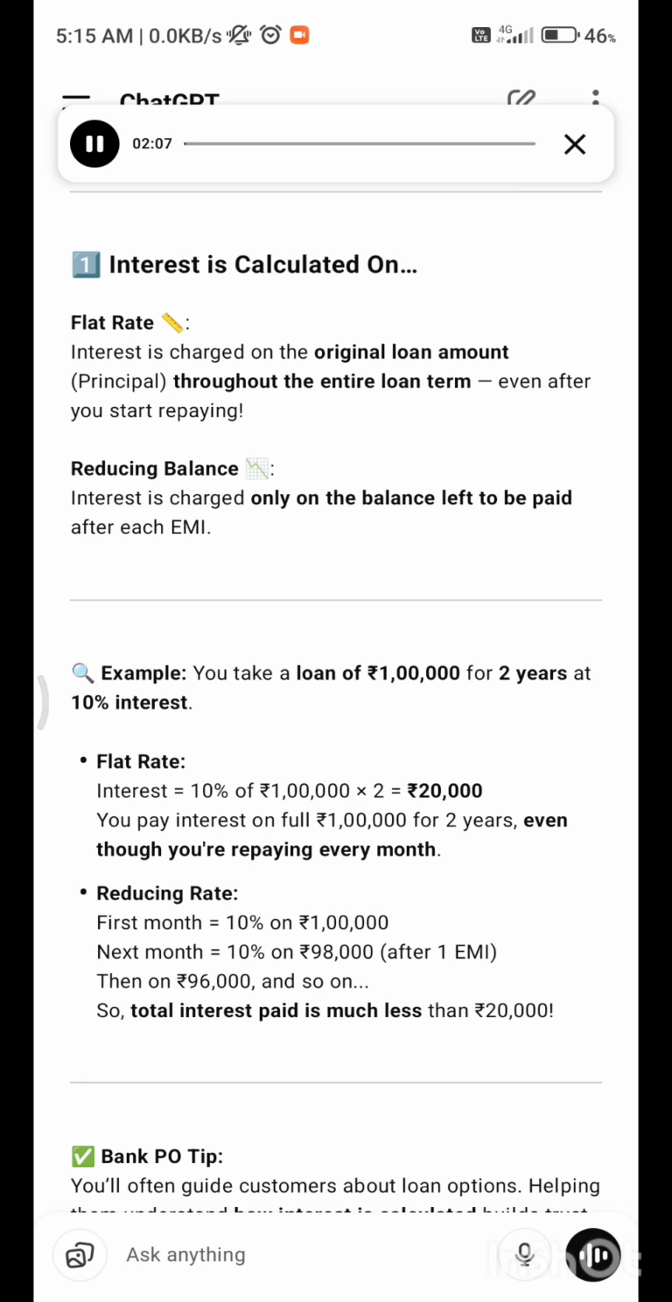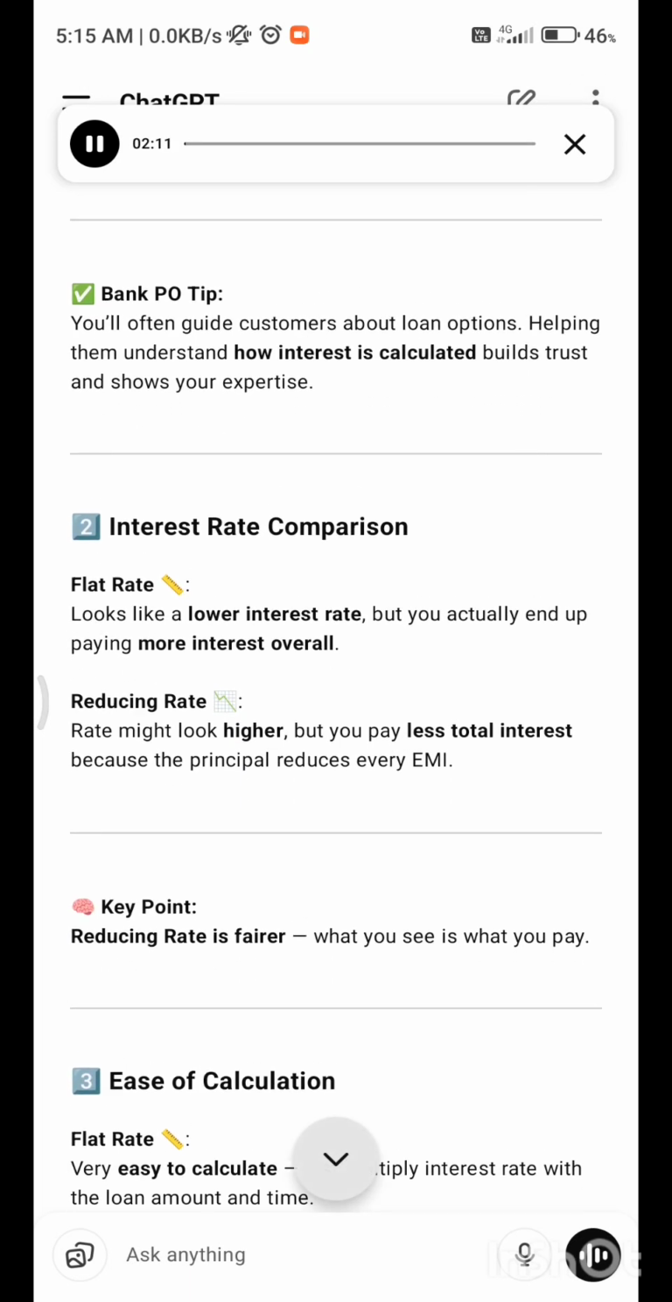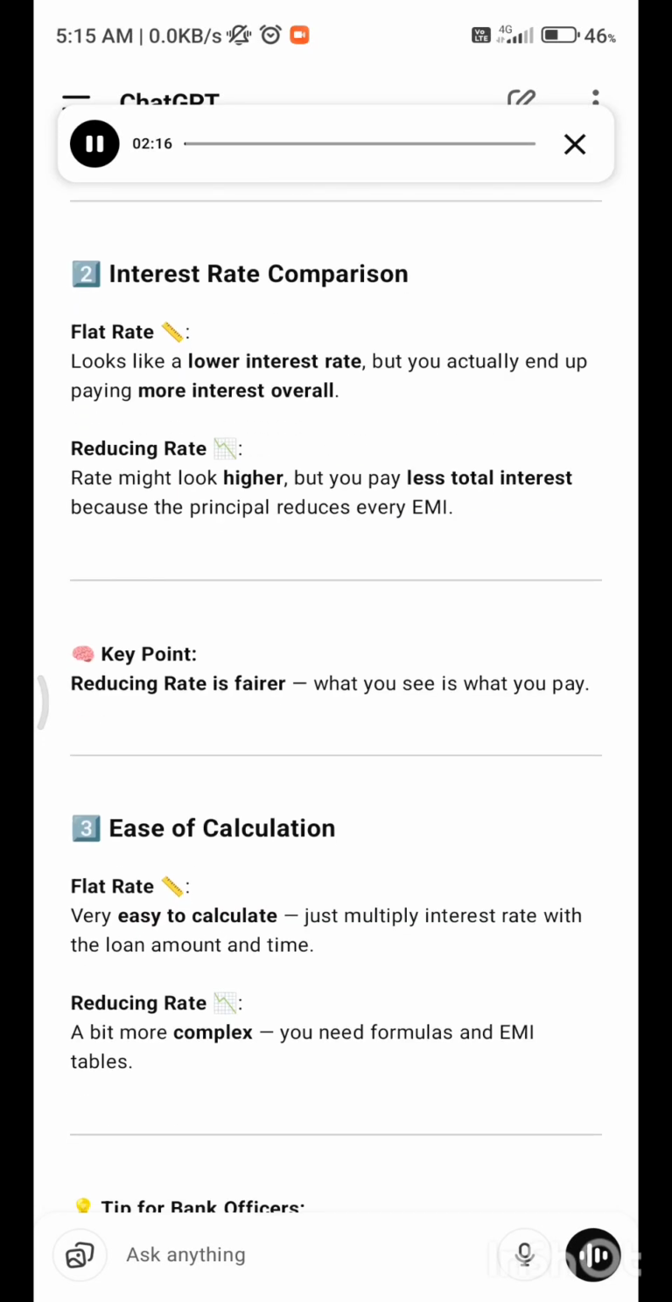Bank PO tip: you'll often guide customers about loan options. Helping them understand how interest is calculated builds trust and shows your expertise.